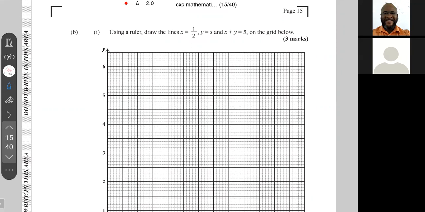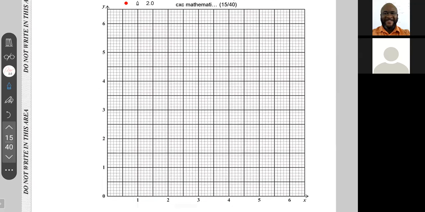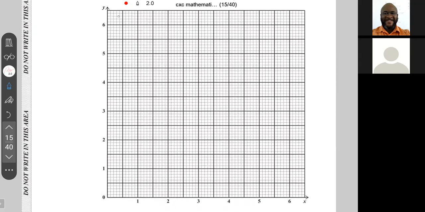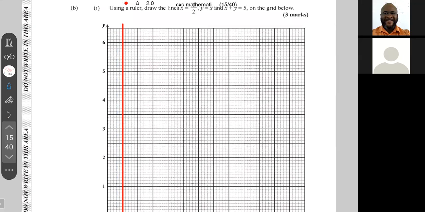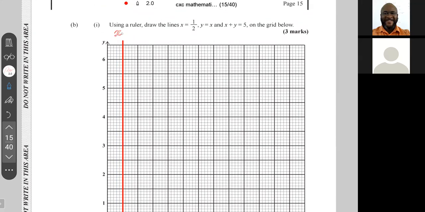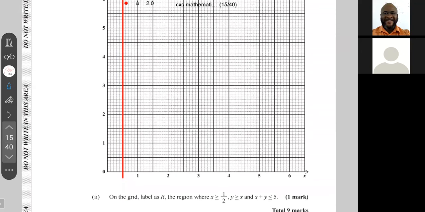This says using a ruler, draw the line x is equal to a half. Guys, your x lines are your vertical lines. So x is equal to a half is a vertical line that passes through a half on the x-axis. Notice he did say use a ruler. So this is the line, I draw it, and I'm going to label it x is equal to a half.